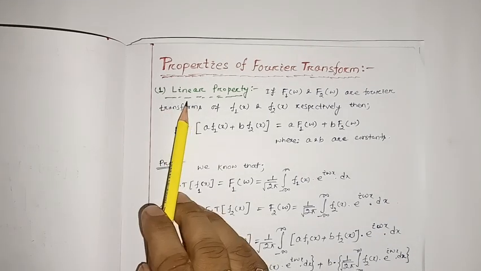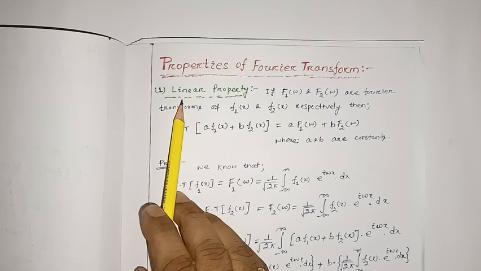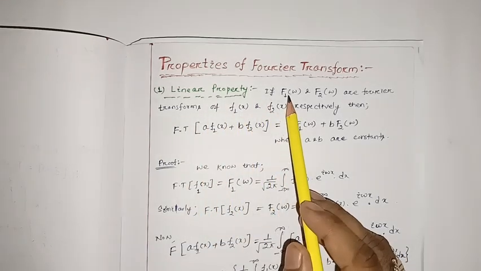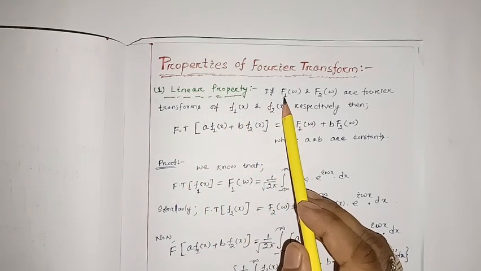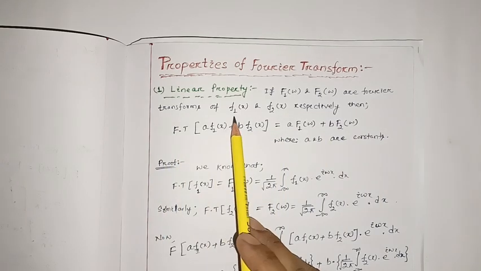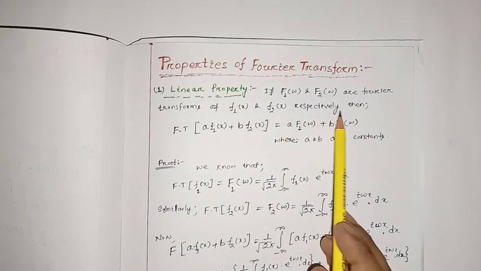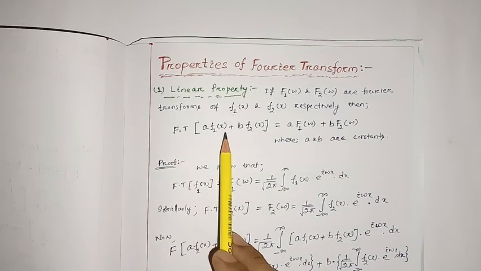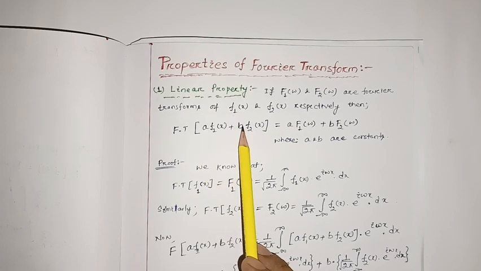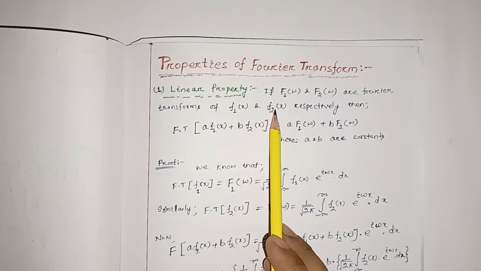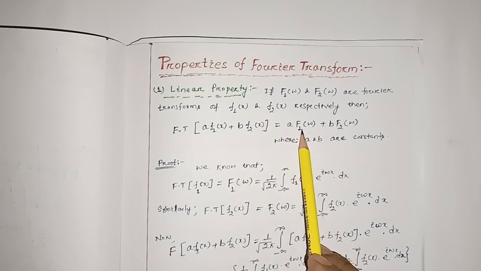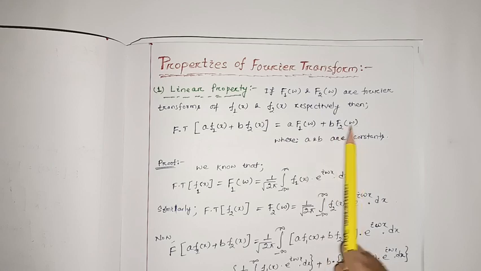So this is the first property, called the linear property. It states that if capital F1(omega) and capital F2(omega) are the Fourier transforms of small f1(x) and f2(x) respectively, then the Fourier transform of a linear combination of these two functions, that means a constant a multiplied with f1(x) plus another constant b multiplied with f2(x), will be equal to a times capital F1(omega) plus b times capital F2(omega). So this is the statement.